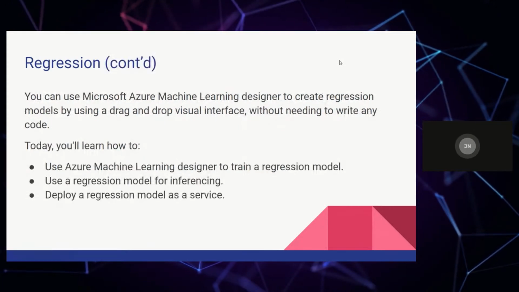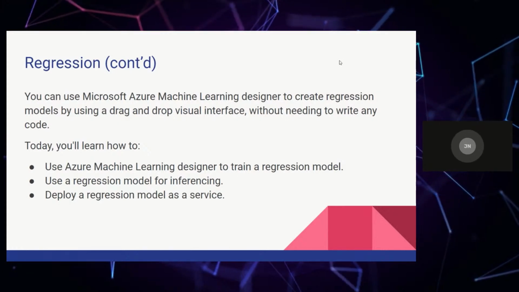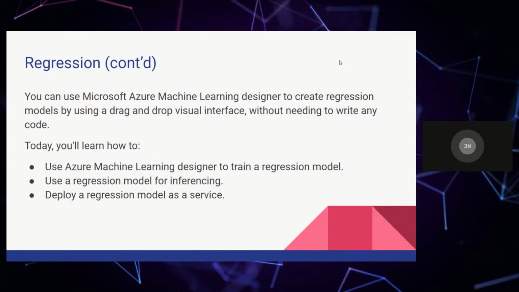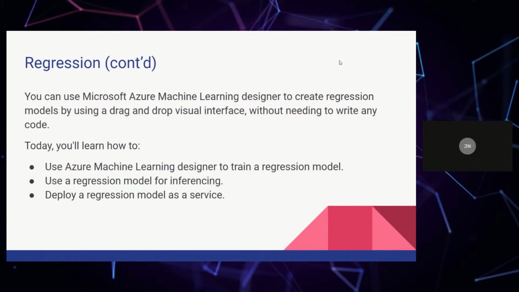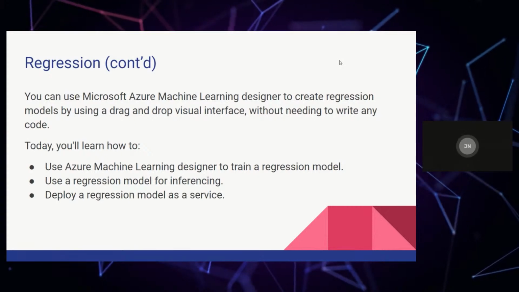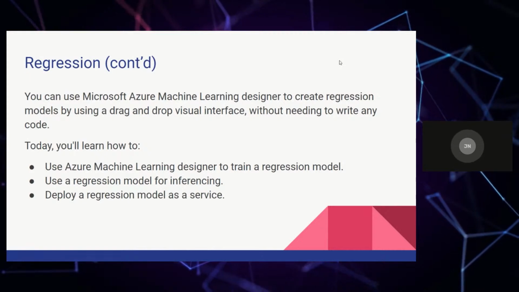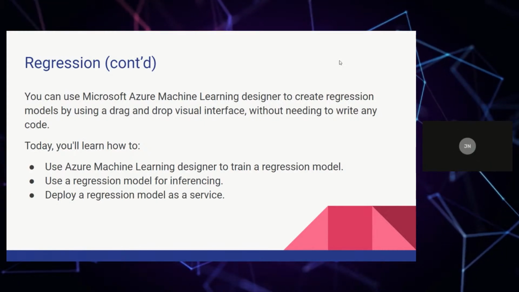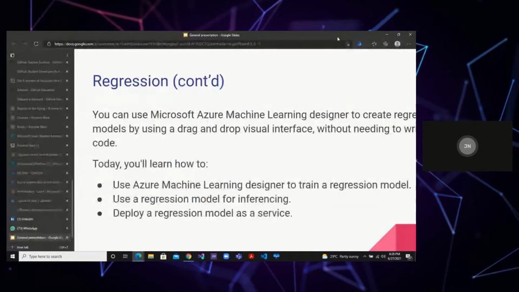Now, we're going to be working on three things in this module. First, we're going to be making use of Azure Machine Learning Designer, where we're going to create a machine learning workspace, and we're going to try as much as we can to train a regression model. Then we use the regression model for inferencing and deploy it to a service. We'll see how well we can cover all of this within the duration of this session.